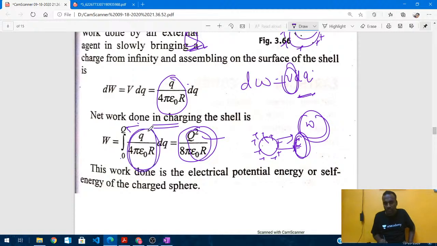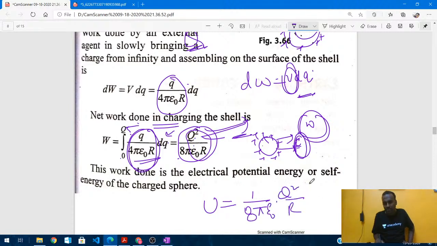So q by 4 pi epsilon r into dq. Integrating, 4 pi epsilon r is a constant, and the integration of q dq is q square by 2. Substituting capital Q, we get Q square by 8 pi epsilon r. So the self-energy of a shell is 1 by 8 pi epsilon naught Q square by r, or Q square by 8 pi epsilon naught r.